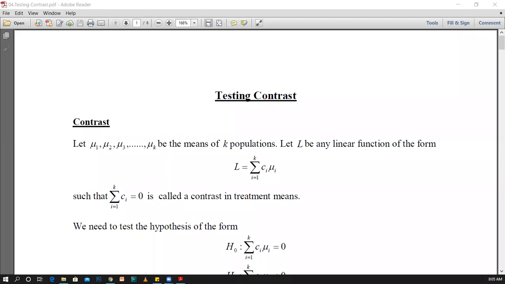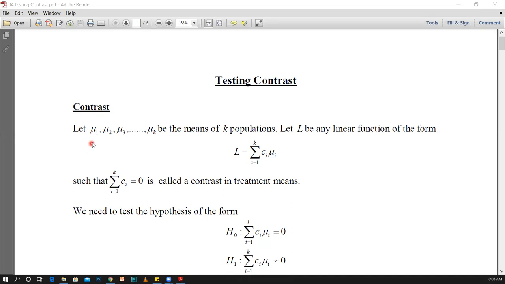In today's session, we will discuss the testing of contrast. First of all, we will see what a contrast is. If we have k populations and the means of these k populations are given as mu1, mu2, mu3 up to mu k, and if we define any linear combination and name it capital L, uppercase letter L.